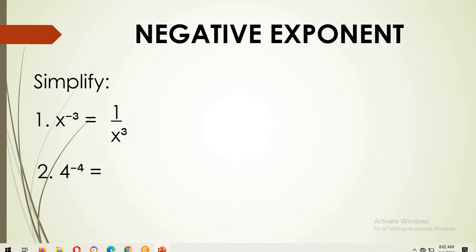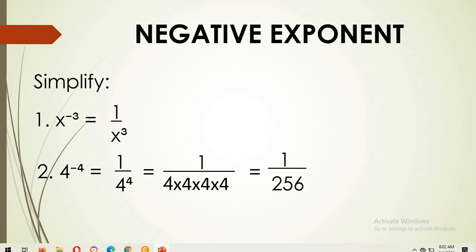Next is 4 raised to negative 4. Parehas din. Just inverse it. Then, saka ka pa lang mag-simplify. So, simplify mo yung 4 raised to 4. So, it will become 4 times 4 times 4 times 4. And that is 1 over 256.